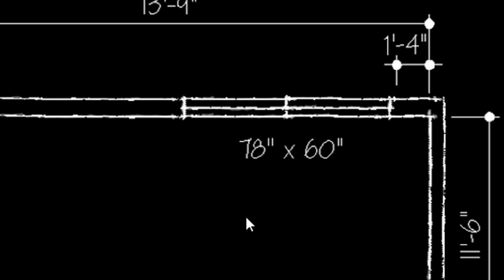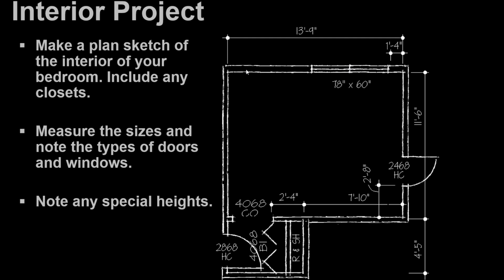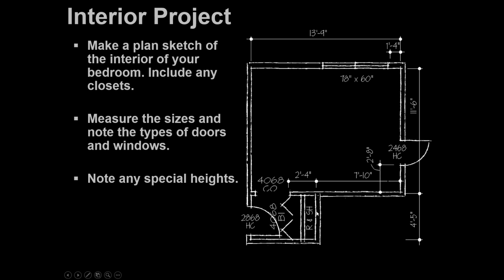Here is an example of a window. So hopefully these symbols look familiar to you from blueprint reading class. But this is a window here, and this is the overall size of the window. 78 inches by 60 inches. And then I note where the window is from the edge of the wall. I note the length of the wall on the inside. I know where the closet is and so forth. So all these are dimensions. And you should also notice particular heights. Like I said, this was a 6'8" tall door. So now I know how big to make the door.